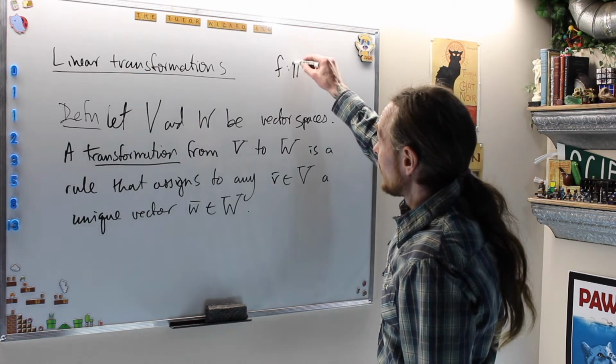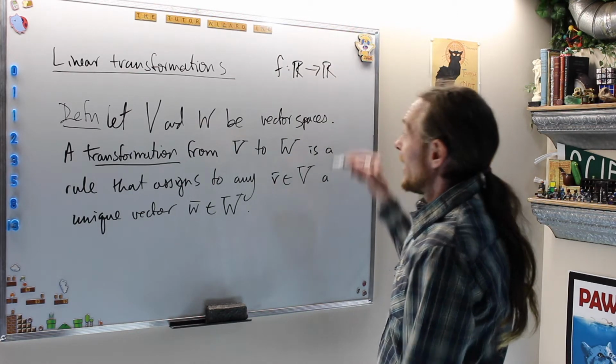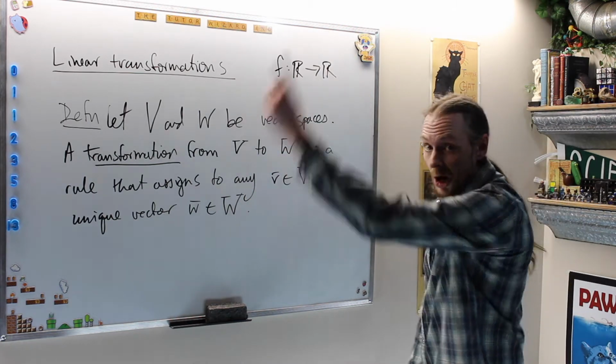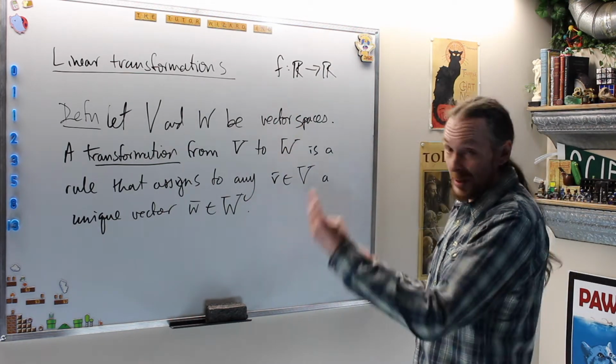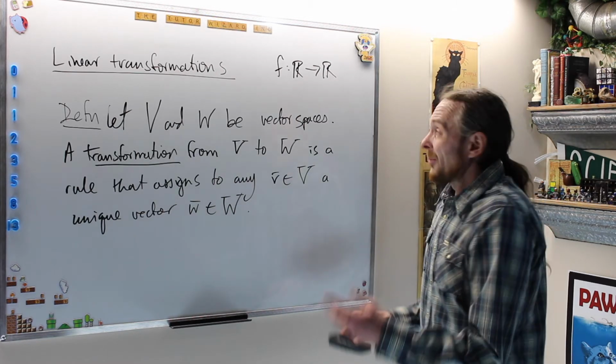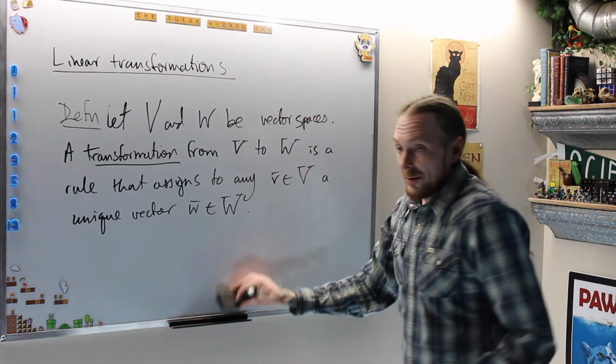For regular functions, we write it like this, and you're transforming one dimension to one dimension, and our vector space will be R every time. This is what we mean generally about what a transformation is. They're moving things around in space.